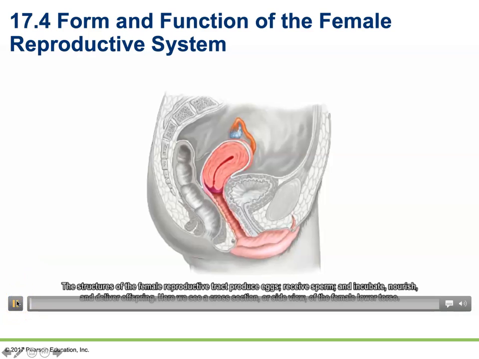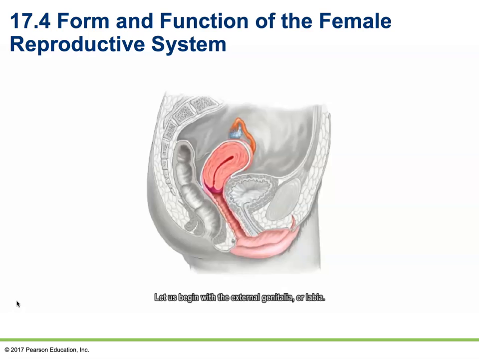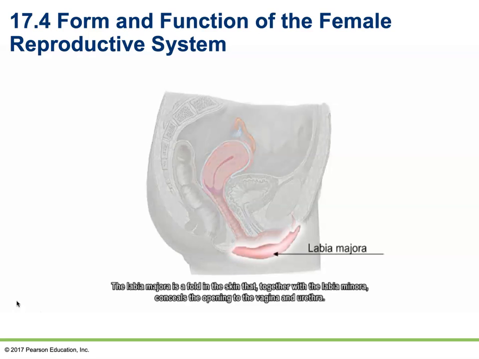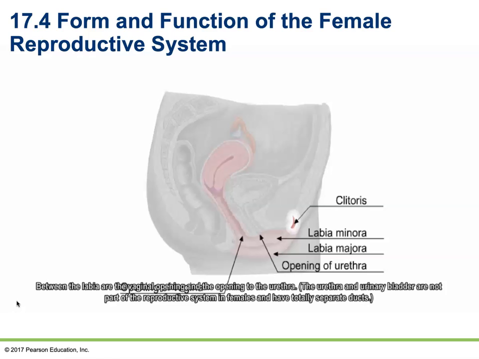The structures of the female reproductive tract produce eggs, receive sperm, and incubate, nourish, and deliver offspring. Here we see a cross-section or side view of the female lower torso. Let's begin with the external genitalia or labia. The labia majora is a fold in the skin that, together with the labia minora, conceals the opening to the vagina and urethra. Just in front of the labia is the clitoris, a small organ made of sexually sensitive erectile tissue. Between the labia are the vaginal opening and the opening to the urethra.